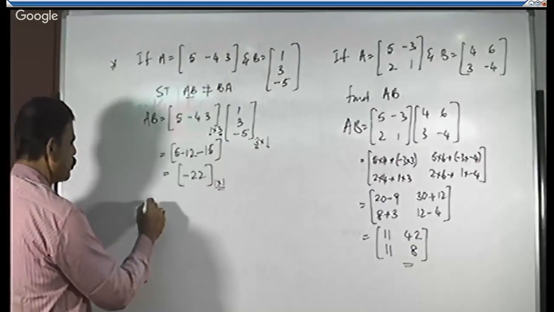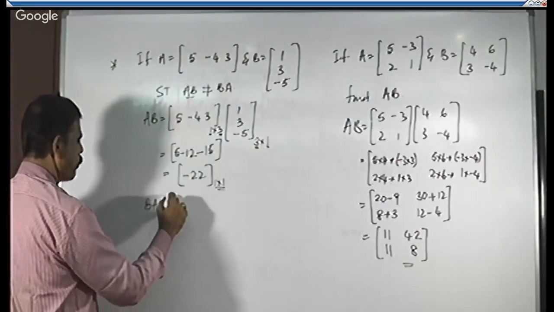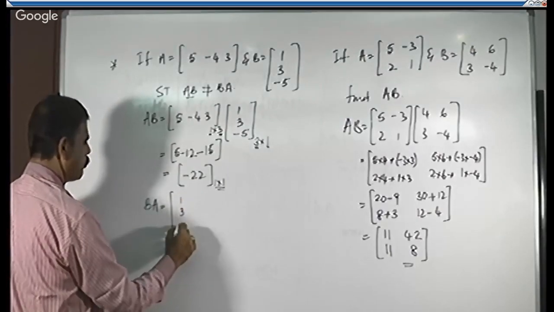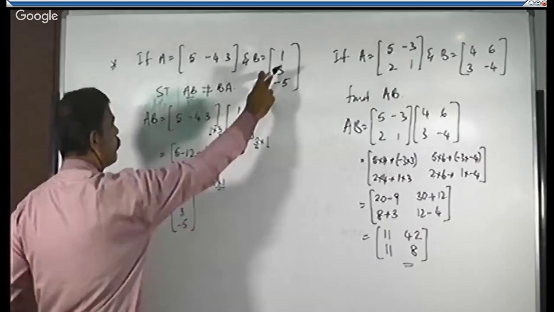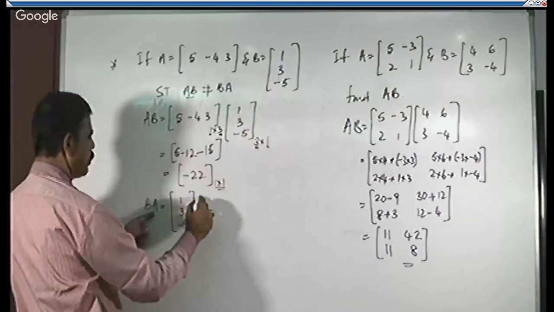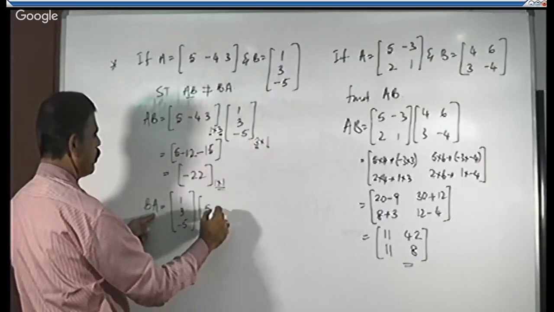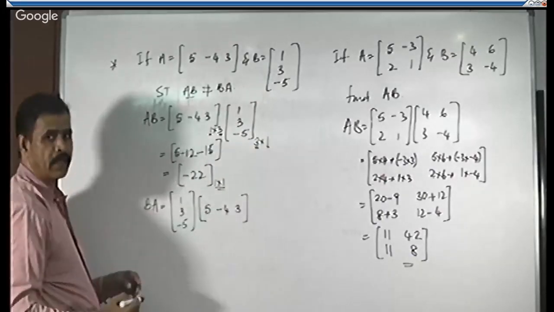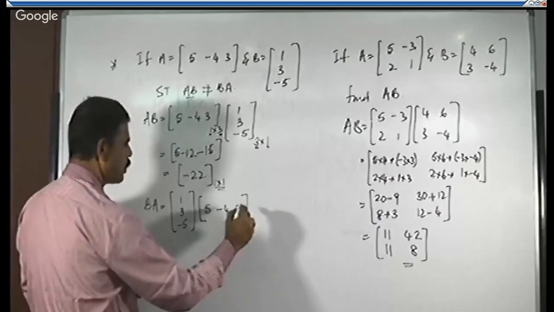Next, let us do BA. What is B? It is a column matrix, right? We have only one column: 1, 3, minus 5. A. What is A? It is a row matrix: 5, minus 4, 3. Multiplication is nothing but rows into column. Check this.